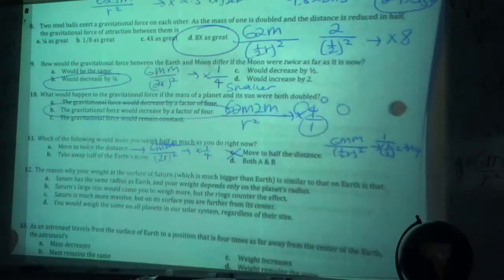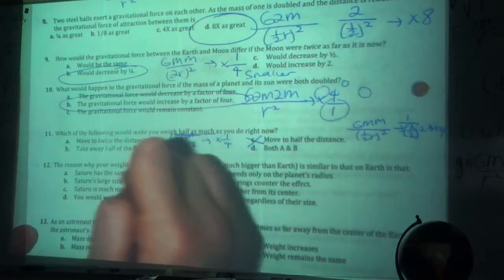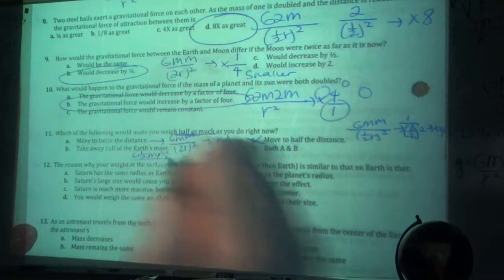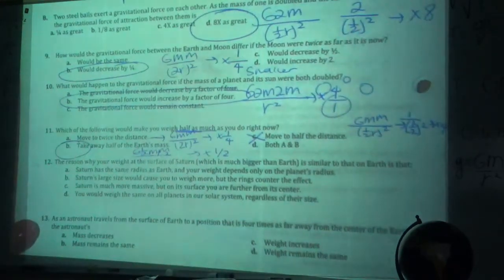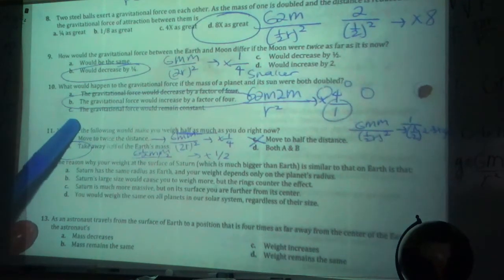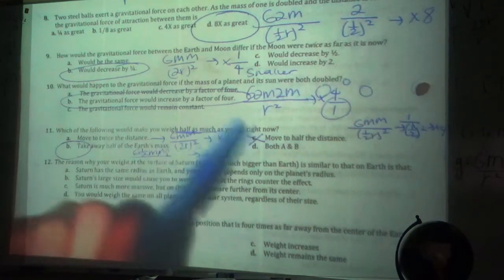Take away half of the Earth's mass. Well, if you take away half, you're halving the mass. So 1/2 m over r squared would just be times 1/2, which is what you want. So B was the only answer that made sense. A, maybe if you don't do the math, makes sense, but actually the 2 gets squared, so it's 1/4 smaller, not 1/2.